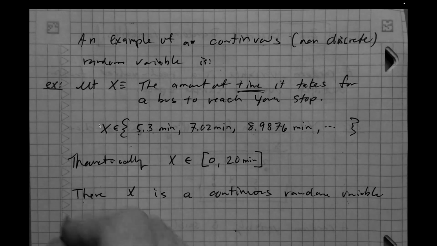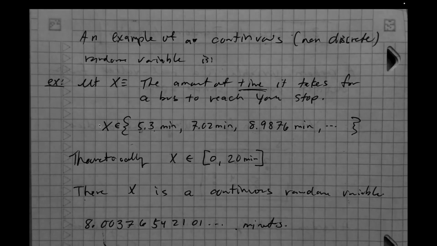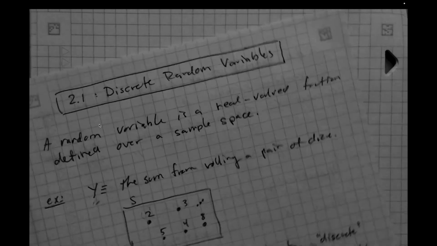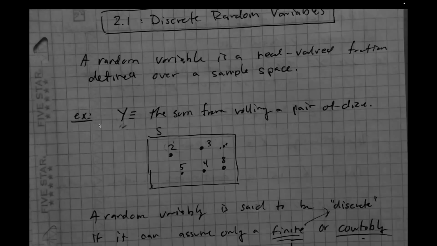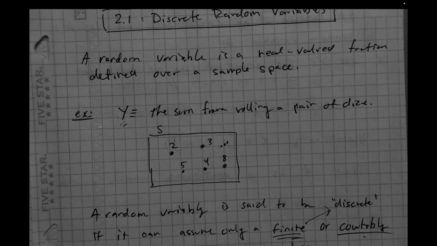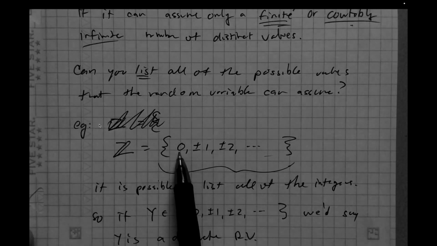So for example, it could take 8.00376542101 and so on minutes, right? Theoretically. Of course, it would be very difficult to measure that, but the idea is that time is continuous. It's not a discrete thing. It's certainly different from the examples we saw earlier, such as rolling a pair of dice, where you have basically 10 outcomes and they're very straightforward. It's even different from the case of the integers, 0, 1, 2, 3.